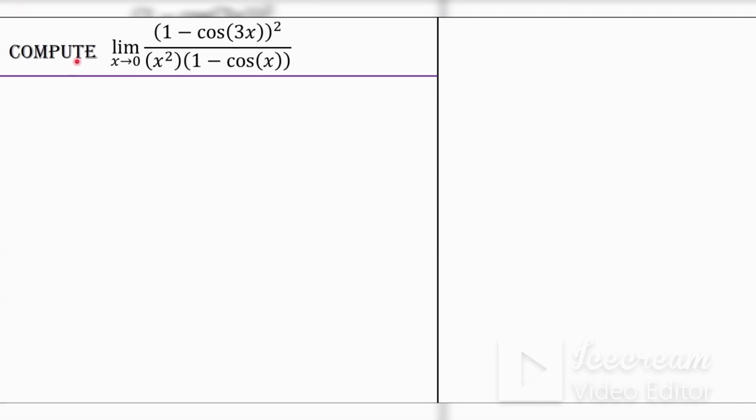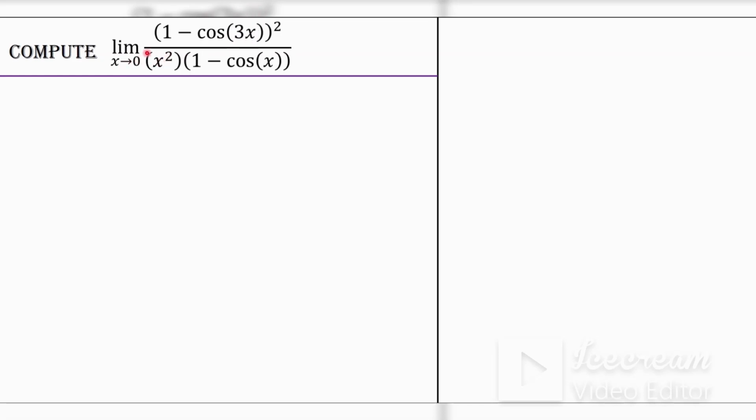So in today's video we are going to compute the limit as x tends to 0 of (1 minus cos 3x) all squared divided by x squared times (1 minus cos x). The first thing that we are going to try to do is substitute everywhere we see x with 0, and see what comes out from there.